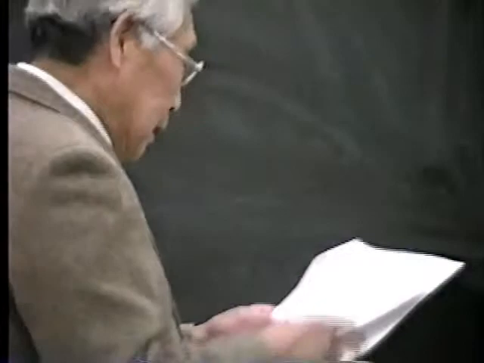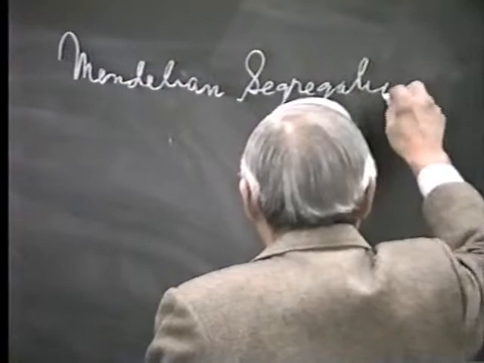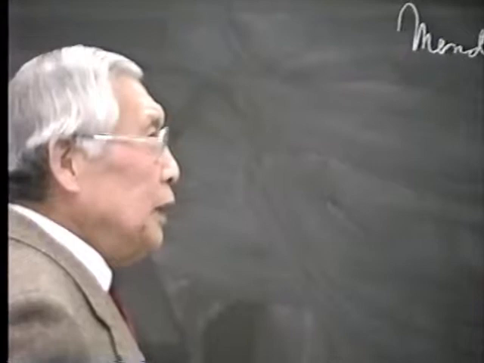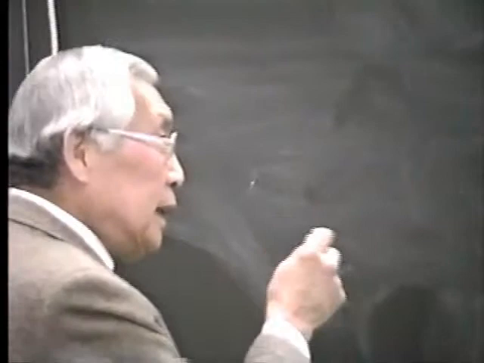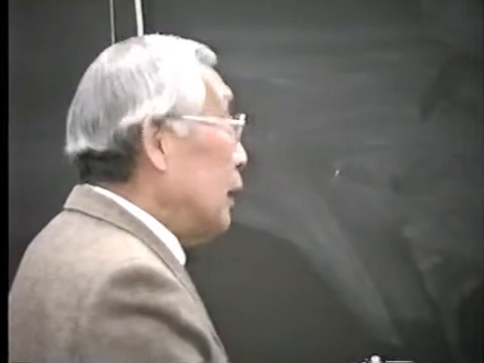Okay, now we got rid of the mathematics. So now, the next subject is Mendelian segregation. You all have had genetics before. And why do we still talk about the three-to-one ratio? We have a point to make. We need this to develop the main subject, the Hardy-Weinberg law. You ask, is the Hardy-Weinberg law based on Mendelian segregation? You bet.